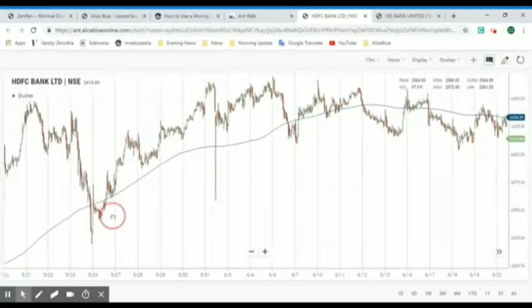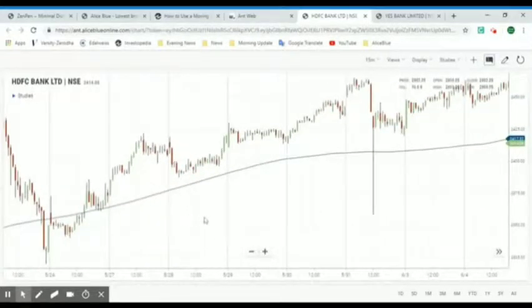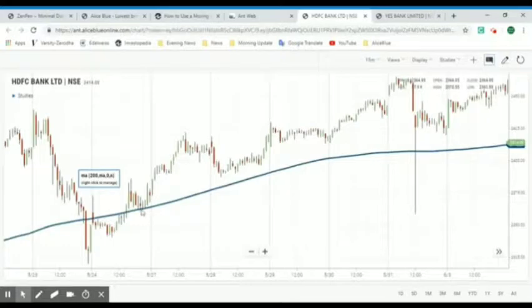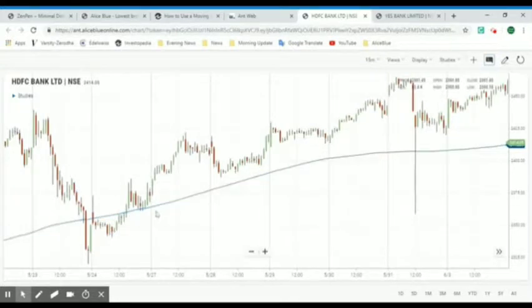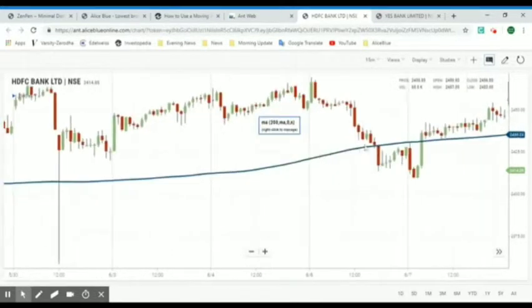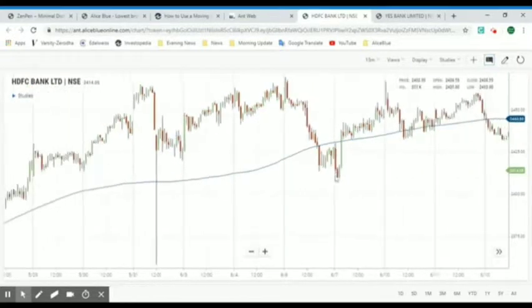Here again we can see this is an excellent example of the chart. This is a nice buying signal, as the candlestick chart just goes above the moving average line. This is the 200-day moving average line. And here we can see the candlestick chart going below. So this is the sell signal.